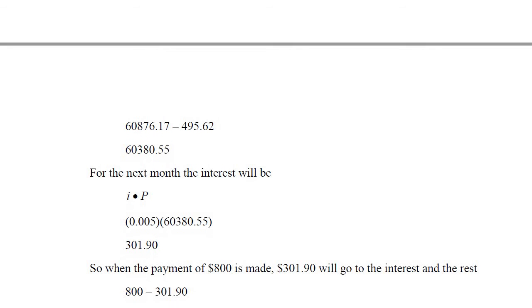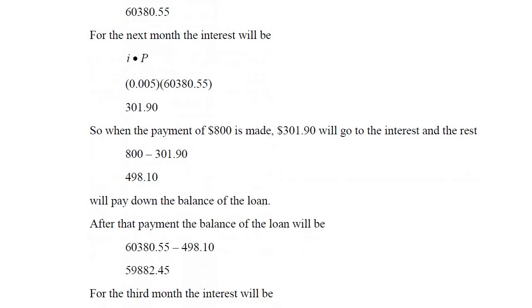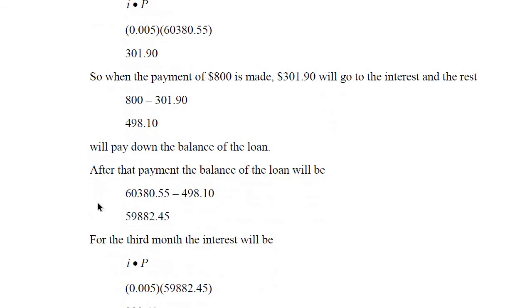So of that second payment of $800, $301.90 goes to the interest, and the remainder, $498.10, goes to pay down the balance. So after paying down that balance, we owed $60,380.55. Taking off the $498.10, that means for the third month our balance is going to be $59,882.45. And then we repeat that process again for the third month.